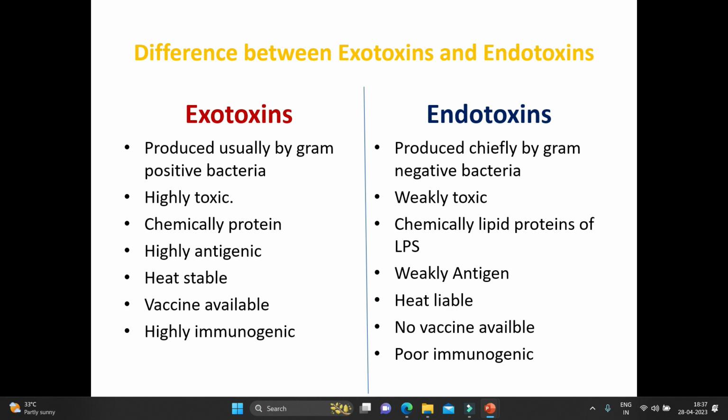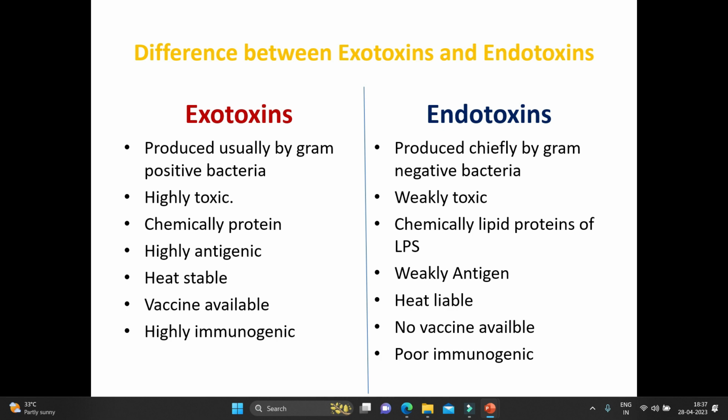You can see the differences between endotoxins and exotoxins. Exotoxins are produced in gram-positive bacteria, while endotoxins are produced chiefly in gram-negative bacteria. Exotoxins are highly toxic and endotoxins are weakly toxic. Exotoxins are chemically protein, and endotoxins are lipid-protein complexes containing LPS. Exotoxins are highly antigenic, endotoxins are weakly antigenic. Exotoxins are heat labile, but endotoxins are heat stable.